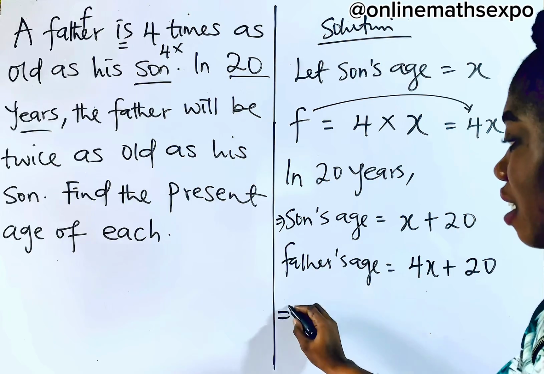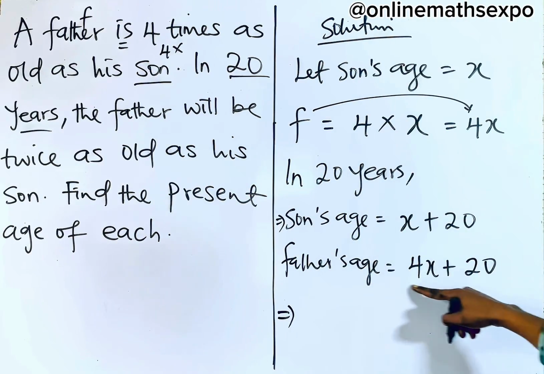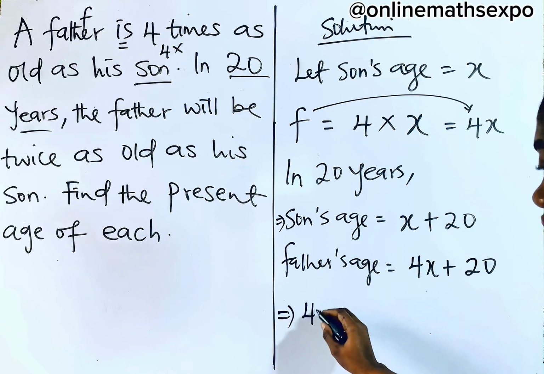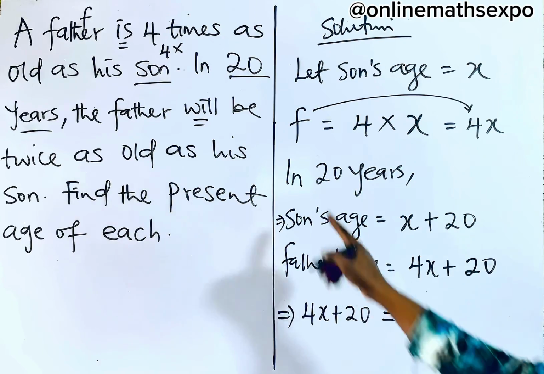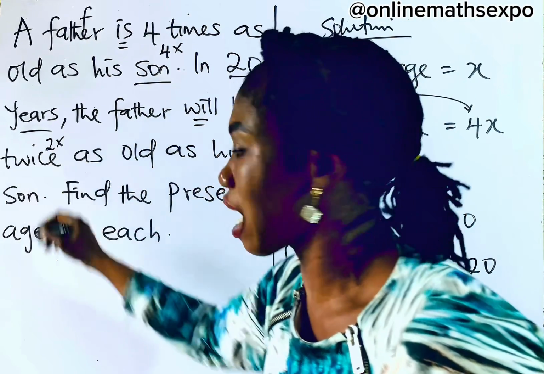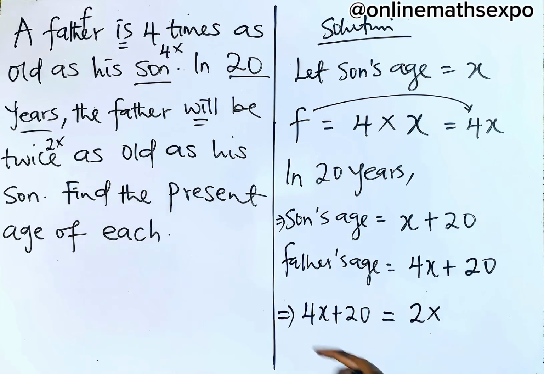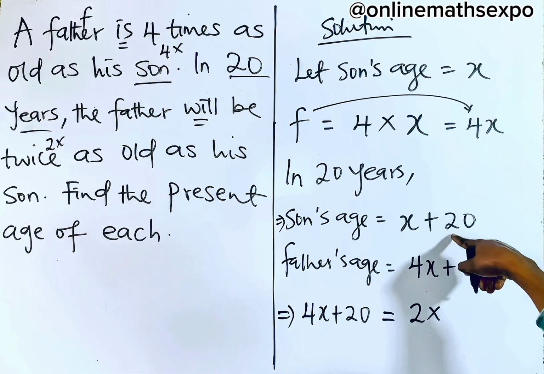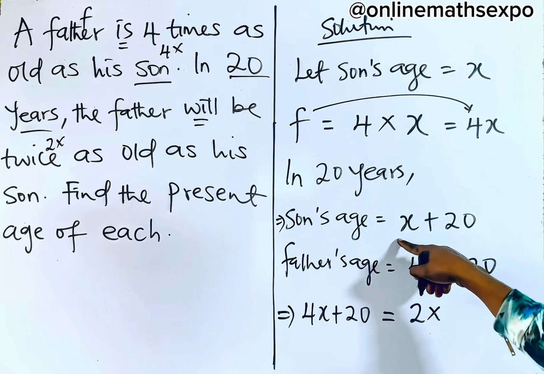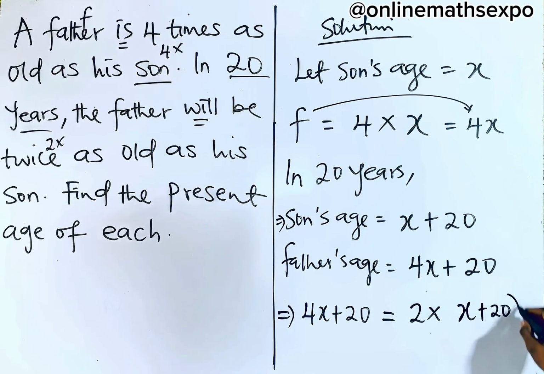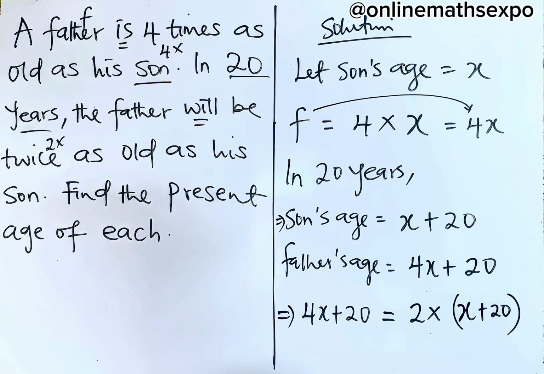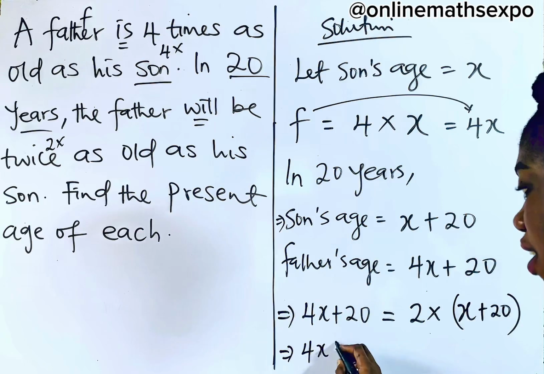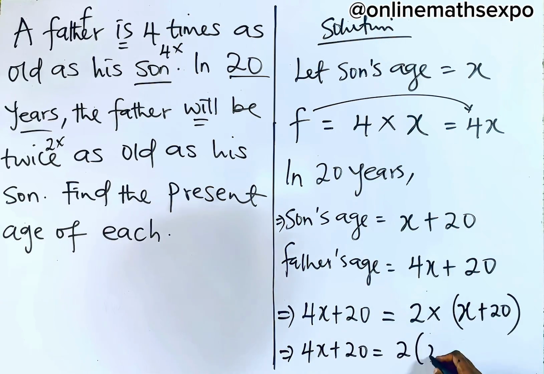And in 20 years time, the father will. So what it means is that the father, which we have said is this in 20 years, so restate that, you have 4x plus 20, will be twice. Twice means 2 times. So it will be 2 times as old as his son. And that son is the son's age in that 20 years. Did you see it? So we're going to have 2 times the son, which is x plus 20. Please put it in bracket. It is representing one thing. So it's an expression. Put it in bracket, okay? So this is the same as 4x plus 20 equals 2 into x plus 20.